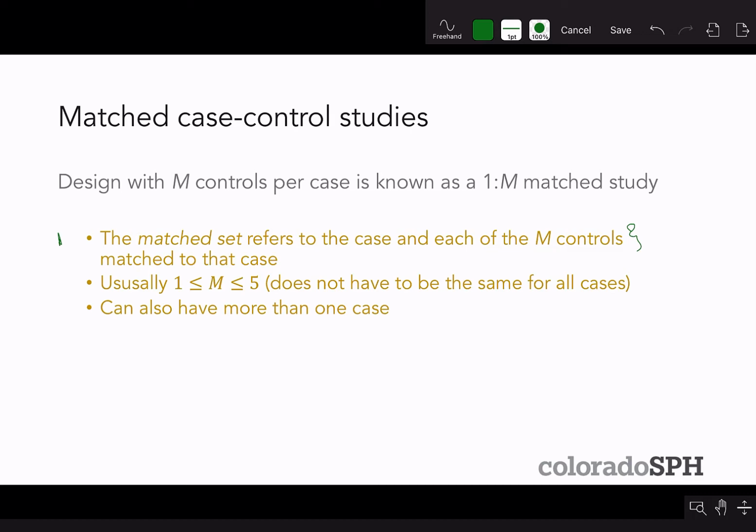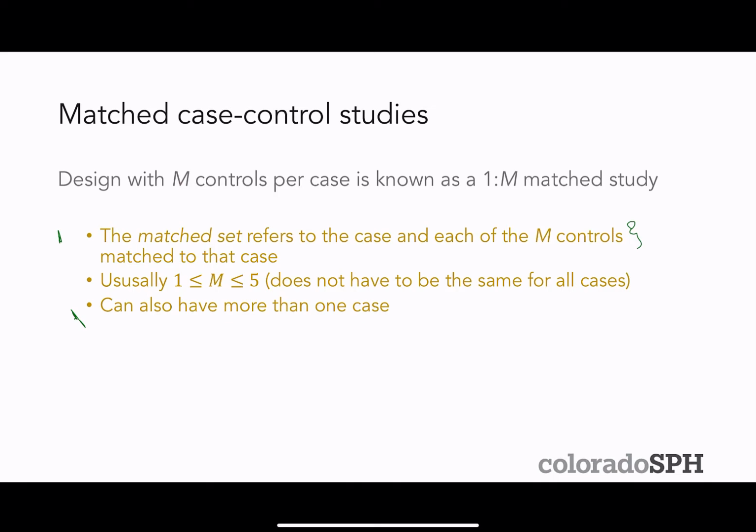M is usually between 1 and 5, where 1-to-1 matching is the most common, but you do not have to have the same number of controls for all cases. And you can also have designs where there's more than one case in each set.